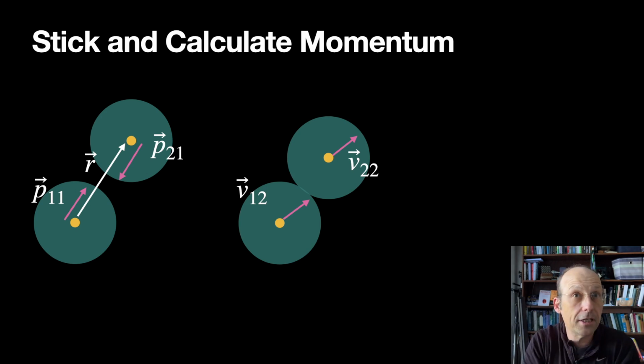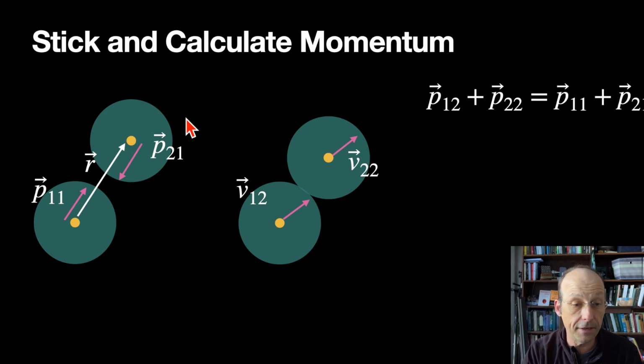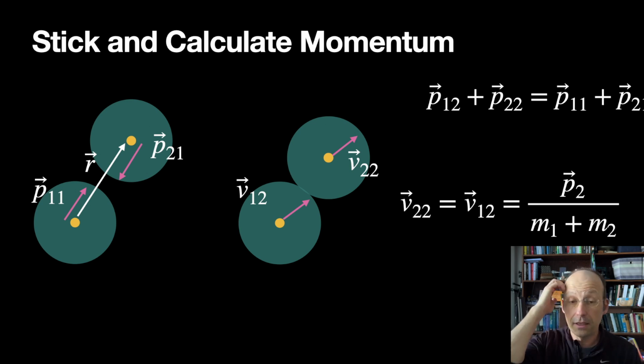And I want momentum to be conserved, so I can just say momentum's conserved. So I calculate the momentum before the collision, P11 plus P21, and just make it equal to the ones after, P12 plus P22. Then I can calculate the velocity of each one, make them equal to the same. P2 is the total momentum divided by the total mass, which gives me the velocity of this whole thing, and then I set them equal to the same velocity, and that's what I get.